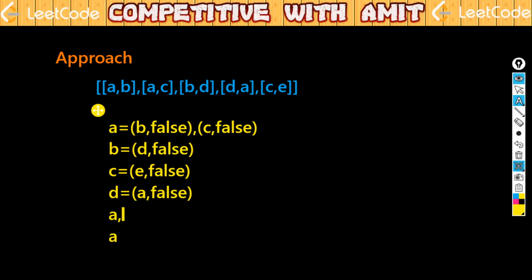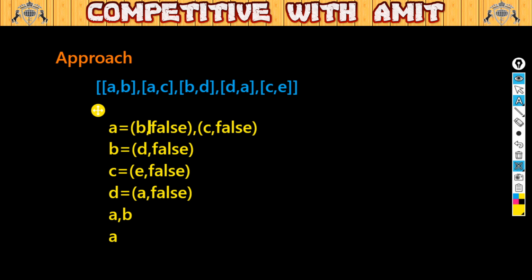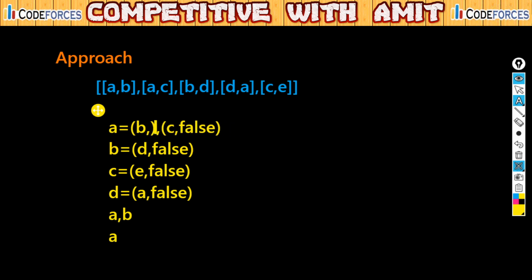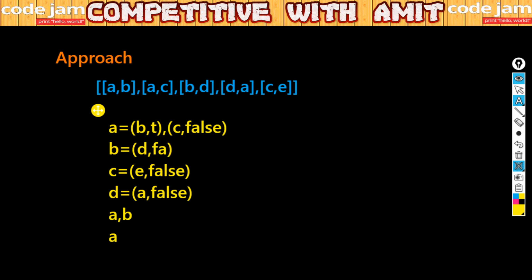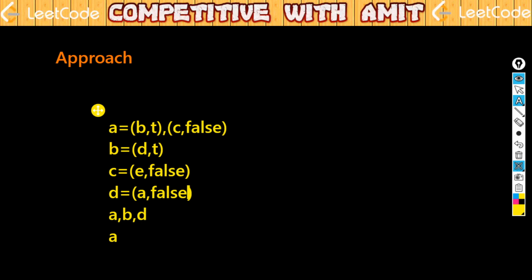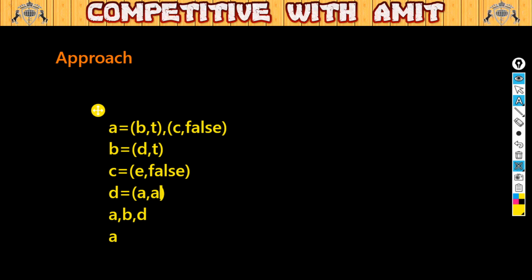So first of all I will append b. So we will solve for this b. So here true will be there. After that b will be checked, whether b has 2 paths or not. In this case, if we have only one path, it will go to d. So d's path is a. So we will check for this a. First of all we will append a.